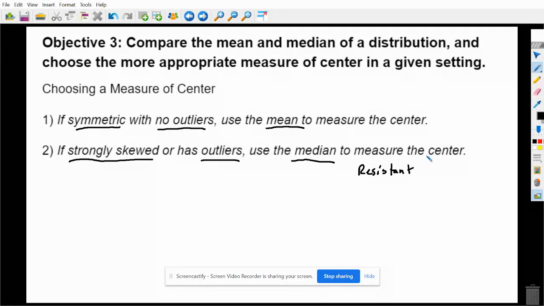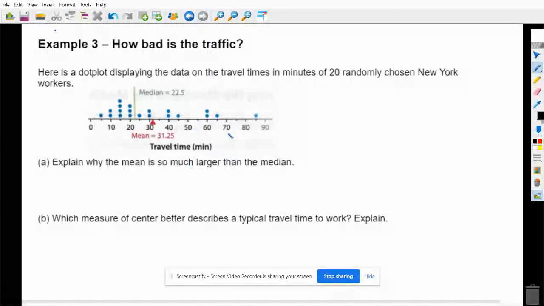So we're going to take a look at an example here, and the data is all going to be given to you. We don't need to go and enter this stuff in. Now, you may need to in a quiz or on the homework, you may need to enter this data. But as you can see, here's a dot plot displaying the data on travel times in minutes of 20 randomly chosen New York workers. Explain why the mean, so here's the mean, and here's the median, is so much larger than the median.